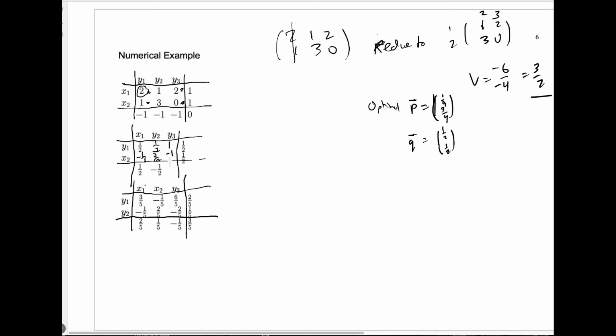And finally, don't forget to modify the entry in the lower right. For this 0, we look at these 4 entries, and we replace that 0 with 0 minus this times this over this. That's 0 minus negative 1 times 1 over 2. So it's 0 plus 1/2. That goes up to 1/2.